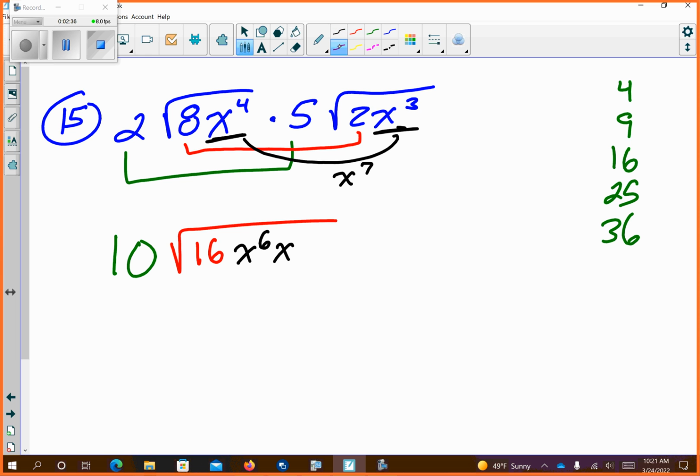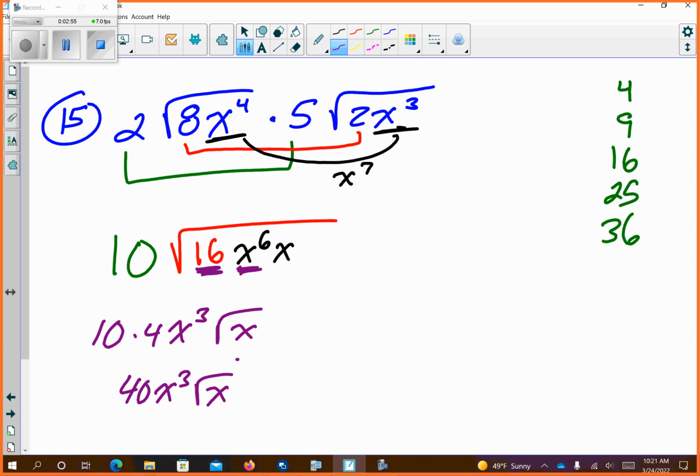All right. Square root of 16 is how much? 4. So 10 times 4. Square root of x to the 6th? X to the 3rd. And then what's left under the radical? X. And then multiply outside. So 4 times 10 is 40. And we're done.